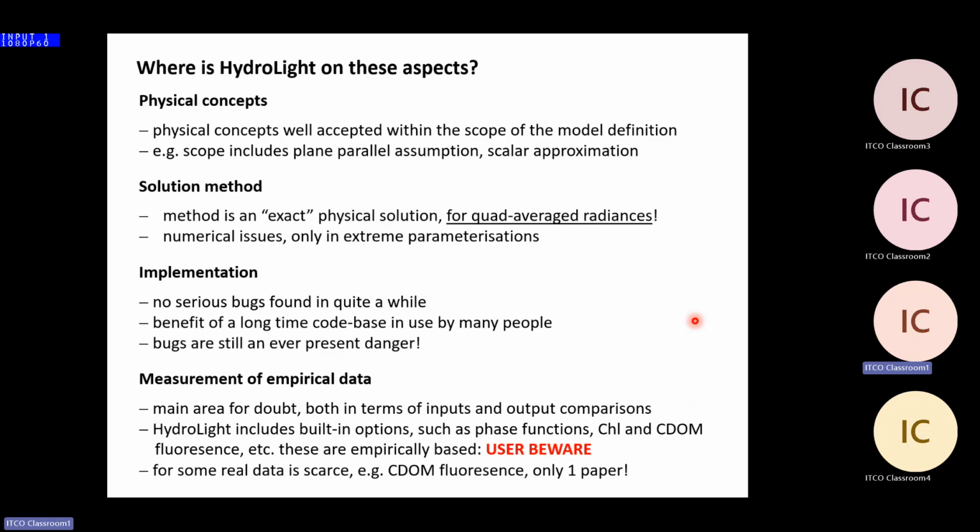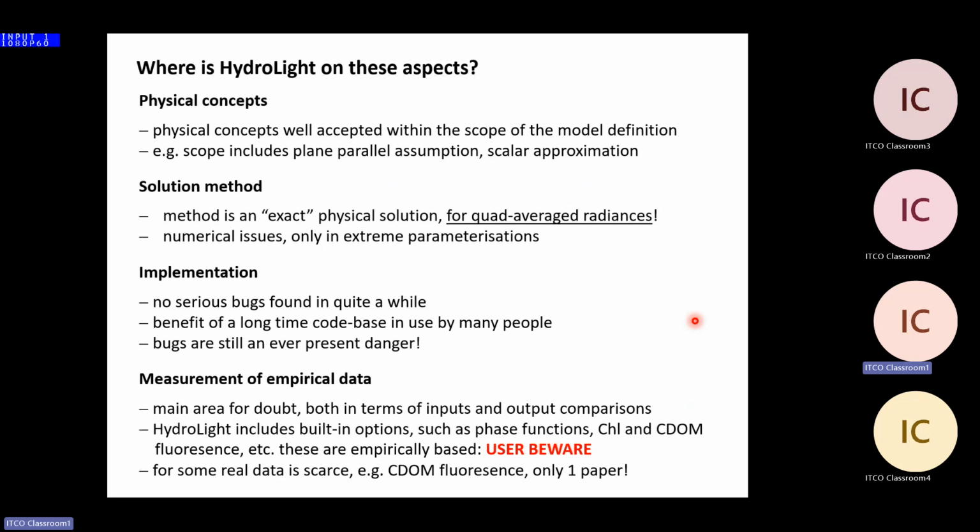So how do we orientate Hydrolite against these aspects? The physical concepts that are embodied in the model are well accepted. That's why nobody asks, well, is Hydrolite validated, because these physical concepts, the radiative transfer equation, are well accepted within the scope of the model definition. In other words, we accept it's a plane parallel model. We accept it's a scalar approximation. We know all of that. But given all of that, we think the actual physical concepts are correctly implemented. There's not really any question about that.